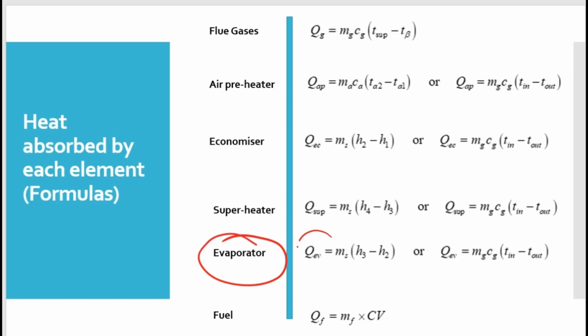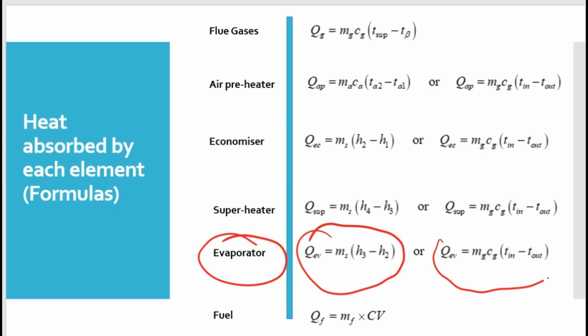Now, the energy that will be absorbed by the evaporator will be Ms into (H3 minus H2), where H3 is the enthalpy of steam that is produced by the evaporator. H2 is the enthalpy of liquid that is entering the evaporator. So H3 is the enthalpy of steam that is leaving the evaporator, which is a wet steam. H2 is the enthalpy of liquid entering the evaporator, and Ms is the mass of steam.